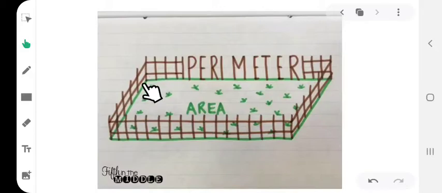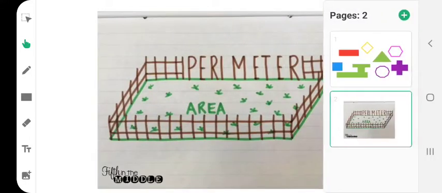So perimeter is basically boundary of a particular shape. This was a field and the boundary over here is called its perimeter. And area is what? Area is the surface covered by it. So the surface that is enclosed by this perimeter is called what? That is called area. Now let us talk about perimeters.